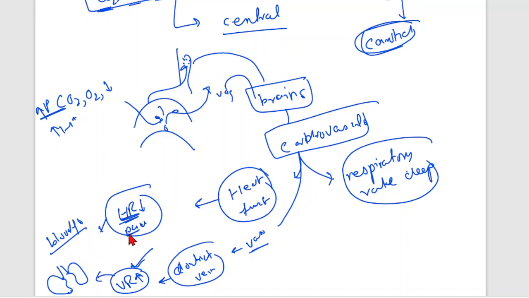And when heart rate is decreased and contractility is decreased, it means less blood is moved to the body. When the heart rate is decreased, the blood flow becomes decreased. When the blood flow becomes decreased, less blood goes toward the tissue, and less nutrient goes toward the periphery, so less carbon dioxide is produced.